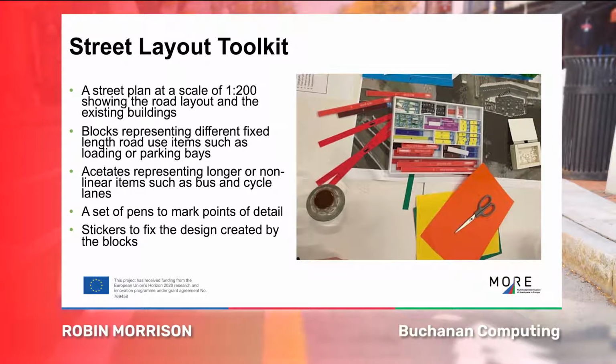Blocks representing different fixed length road use items, so parking bays, loading bays, bus stops, etc. Acetates representing longer or non-linear items such as bus and cycle lanes. A set of pens to mark points of details or possible changes in curb. And then a set of stickers to fix the design that's been created by the blocks.